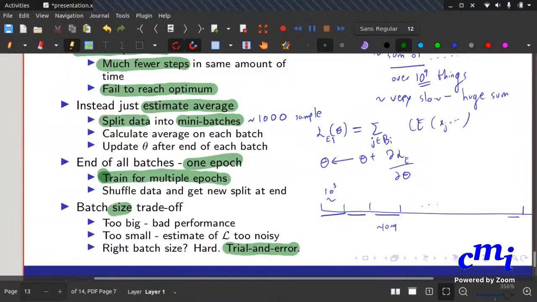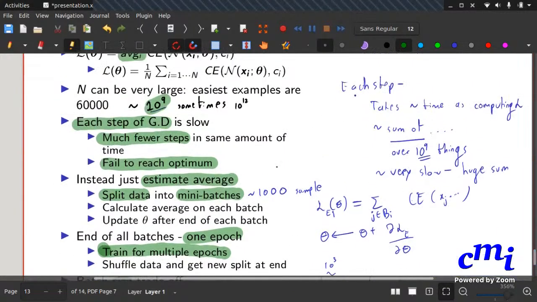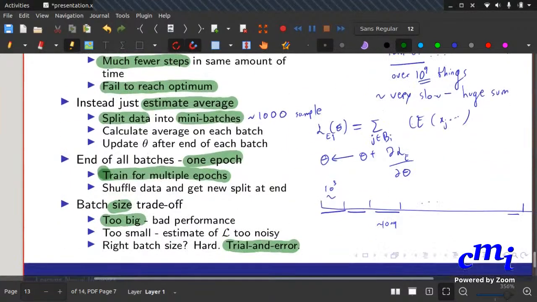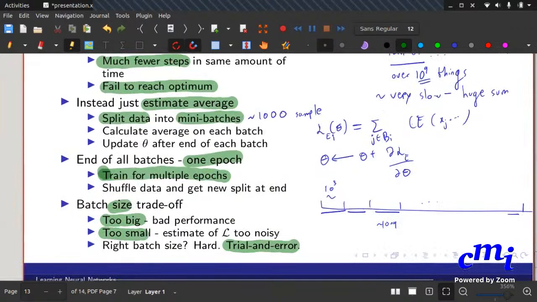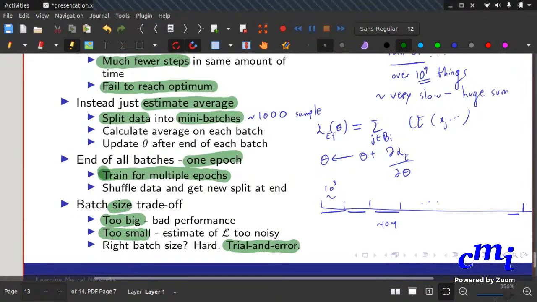So if a mini batch is too big, then we'll get bad performance, because then we're basically back to the same situation, iterating over 10 to the power 9 things for each training step, right? If it is too small, then the estimate of loss that we get is too noisy, right? So let's say there is only one sample. Then essentially we're looking at only one input-output example and modifying a neural network so that it works better for that example, right?